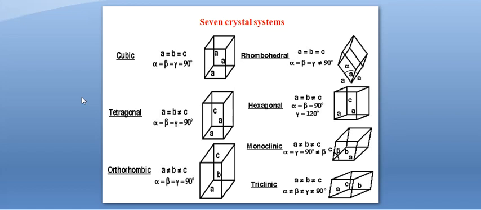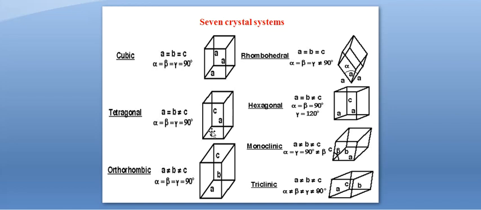and alpha, beta, gamma. If a is equal to b is equal to c, all the axial distances are equal, and the interfacial angles alpha, beta, gamma are equal to 90 degrees, then the crystal system is said to be a cubic crystal. So cubic crystal means a is equal to b is equal to c. Tetragonal means a is equal to b but not equal to c.